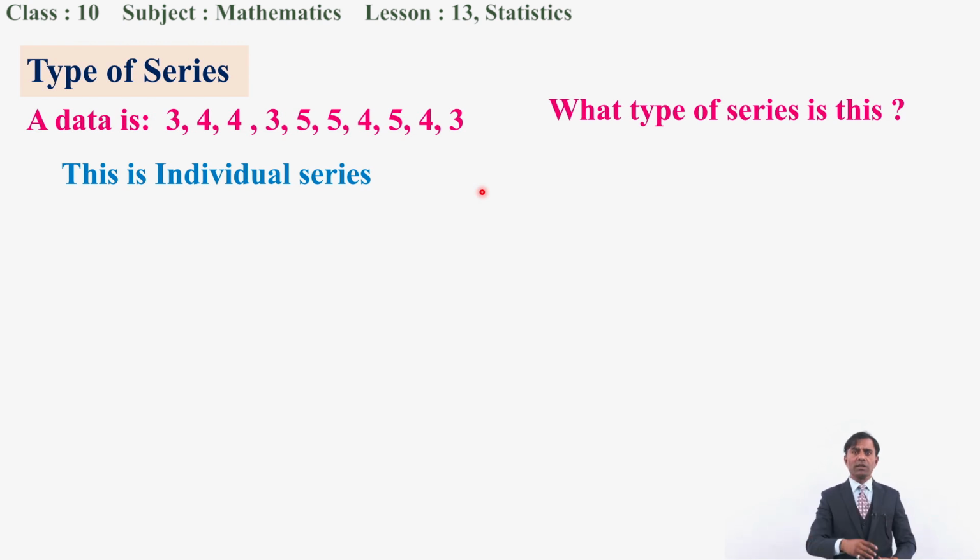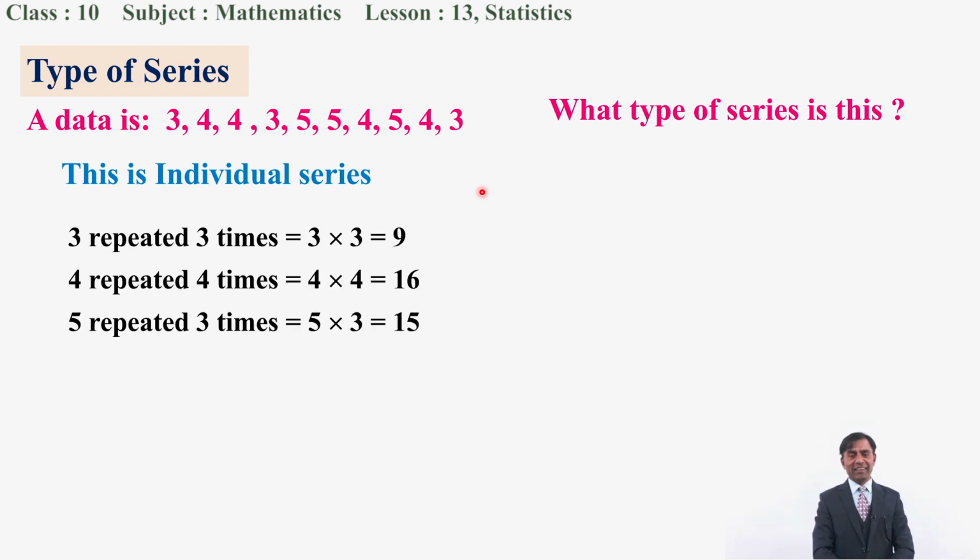Similarly, how do we convert this individual series into discrete data form? How can we write it in discrete form? Do you know? Let's see. We have discussed that 3 is repeated 3 times, 4 is repeated 4 times, and 5 is repeated 3 times. So 3 times 3 is 9, 4 times 4 is 16, 5 times 3 is 15. Then how do we present it in discrete form?